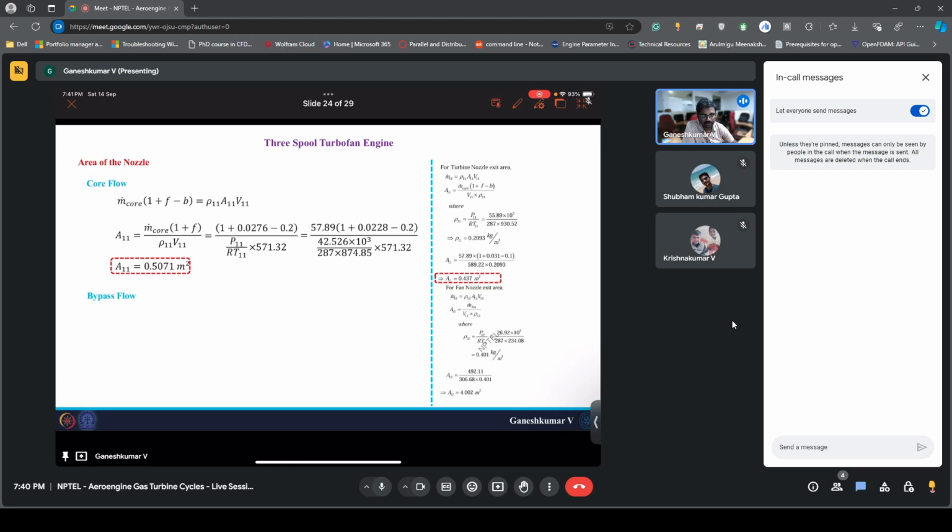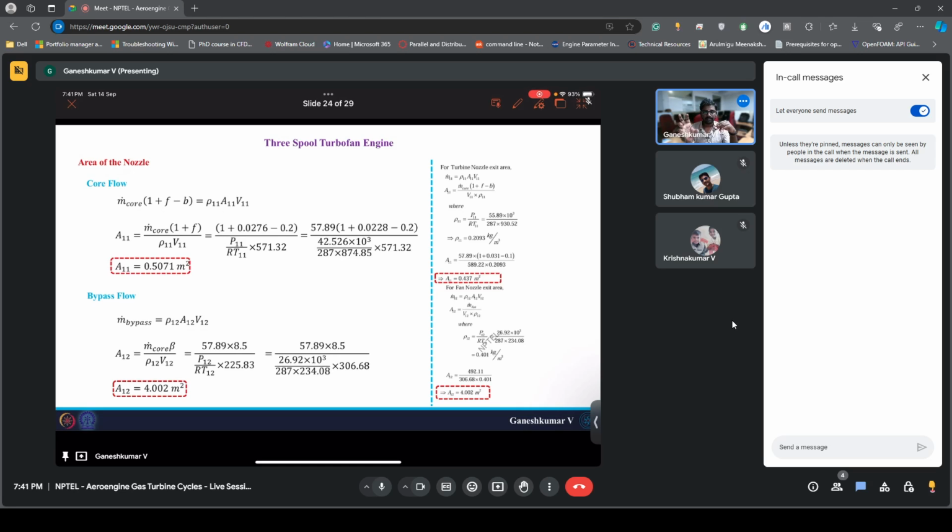Then we have bypass flow. There is no change in the bypass flow, and you can substitute these numbers. It's going to be exactly the same as we got in the lecture. It's going to be 4.002 meters per. So as an engine size, there's not much of a change. Because our bleed ratio has changed, our core engine nozzle has different dimensions, and hence the station properties have different numbers.